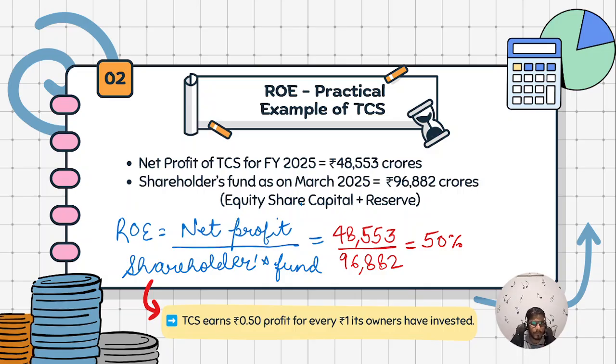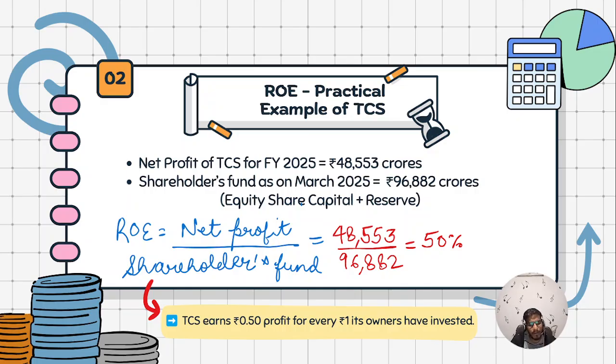So this type of reserve the company created is also a part of the ownership fund only. That's why we club it with the equity share capital to understand the purview of shareholder fund better, which stands at around 96,882 crores. Now, if I wanted to check the return on equity here, which is net profit divided by shareholders fund, it gives me around 50%.